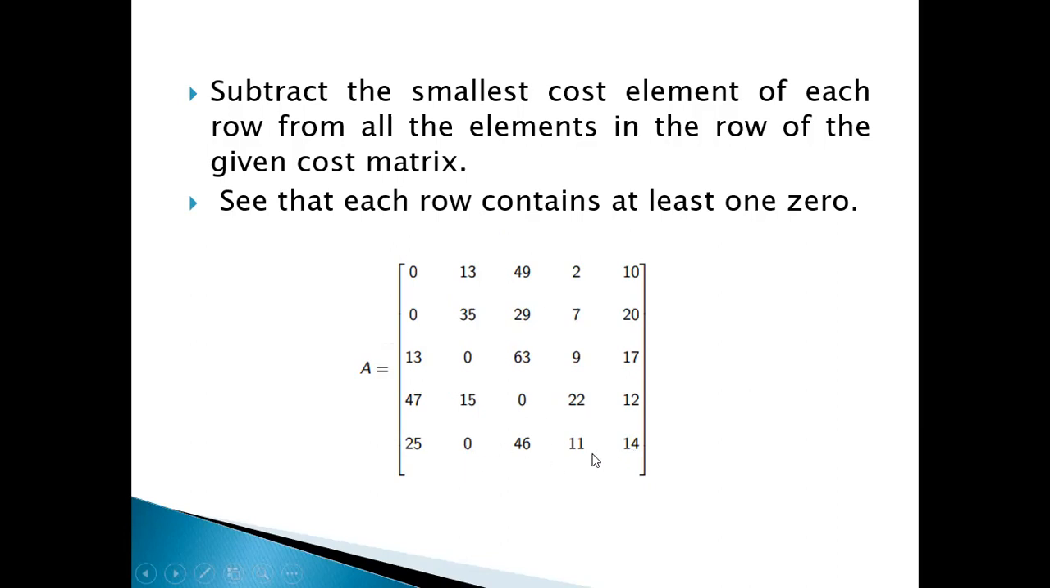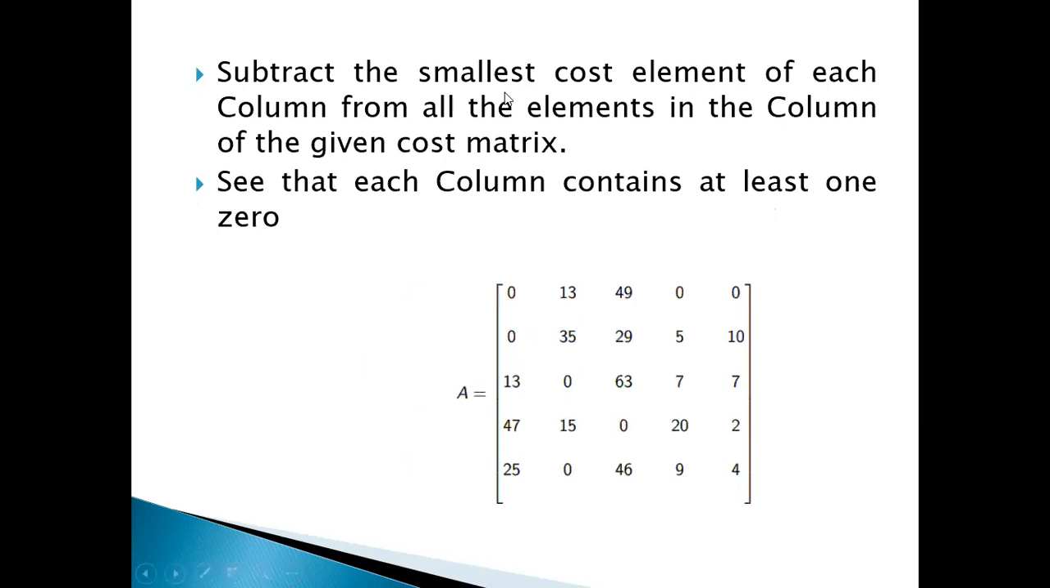Okay, so we subtract the row by considering the smallest cost element of each row from all the elements in the row of the given cost matrix. And we have to ensure at least one zero entry should be present minimum in each row as per the Hungarian method procedure. Then next, subtract the smallest cost element of each column. We have done it for the rows in the previous iteration.